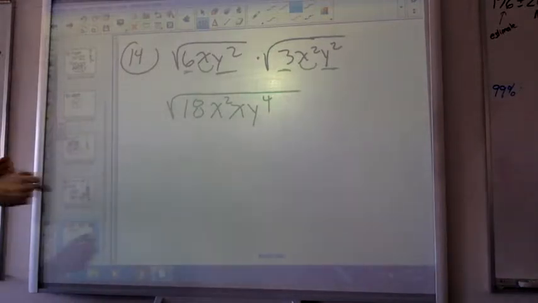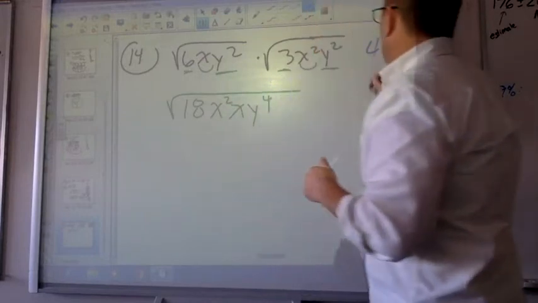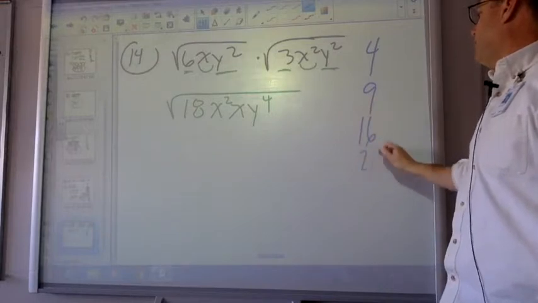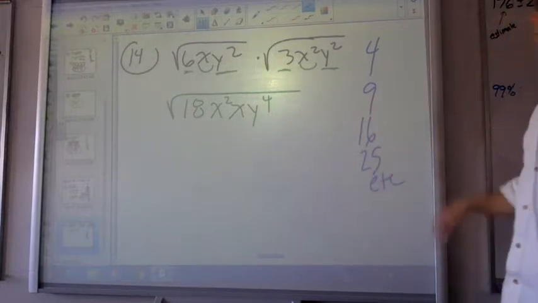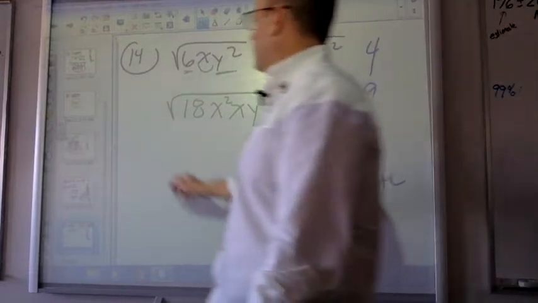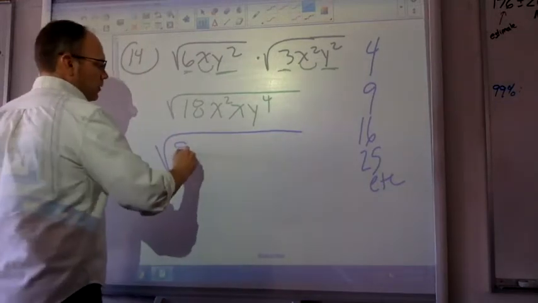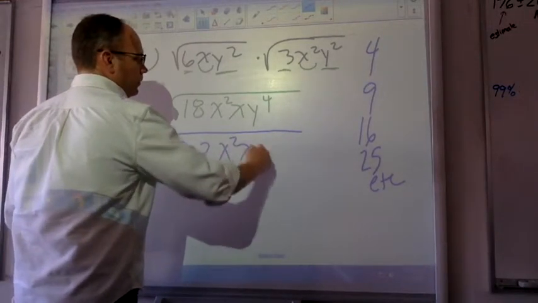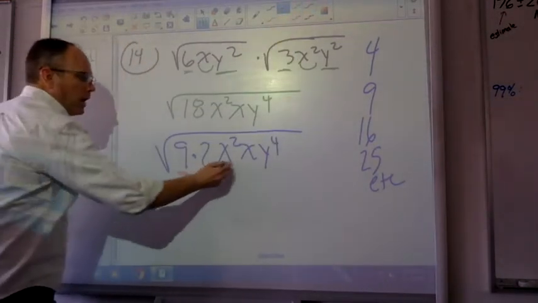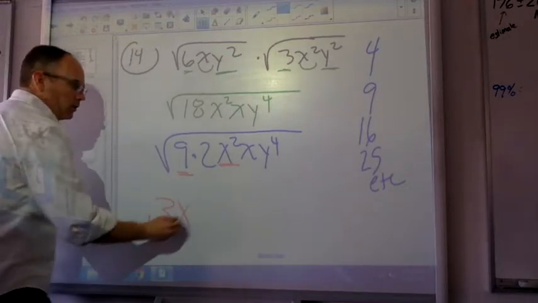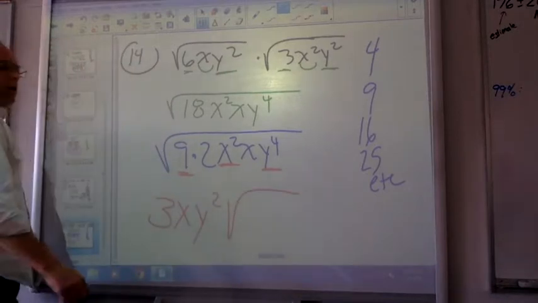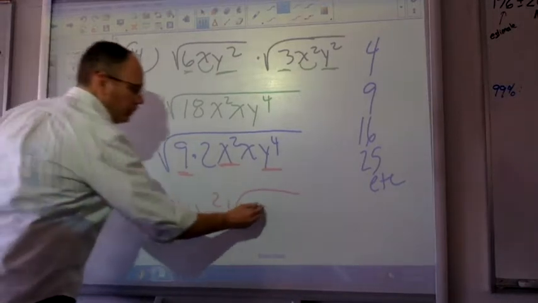Cool. All right. So now, thinking of my perfect squares. 4, that's 2 times 2, 9, 16, 25, etc. Is one of those times another number going to give me 18? Yeah, 9 times 2. Square root of 9 is? Square root of x squared is? Square root of y to the fourth is? What's left under the radical? A 2 and an x?